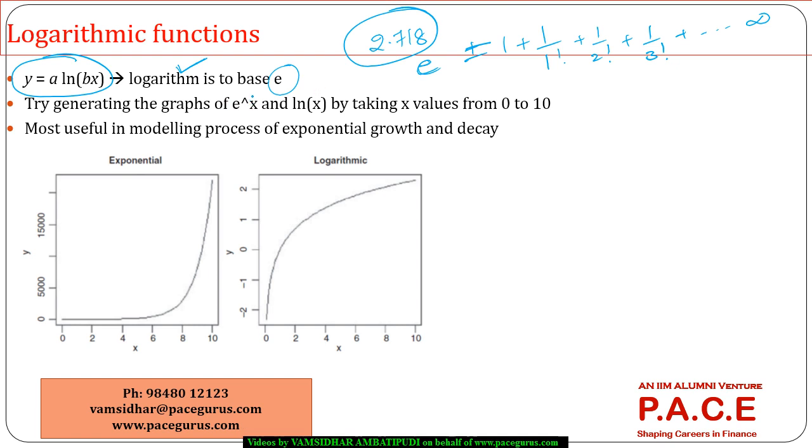Now let's take the graph of e to the power of x for different values of x. And similarly, we can take the logarithm of x, where we can see both of them are inverse of one another.